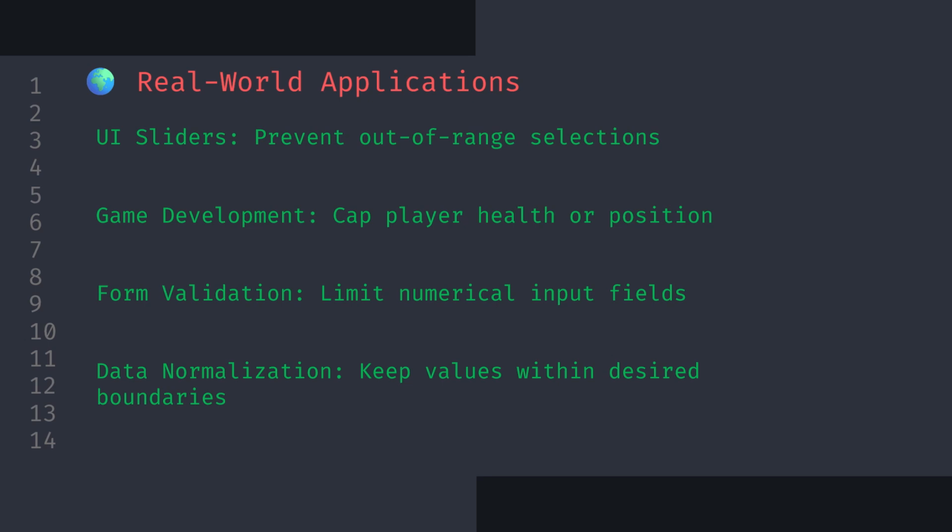Clamping is handy in many scenarios, from UI sliders to form validation. It ensures input or system data stays within expected ranges. It is especially critical in dynamic apps and games. Let's wrap this up with a quick recap.